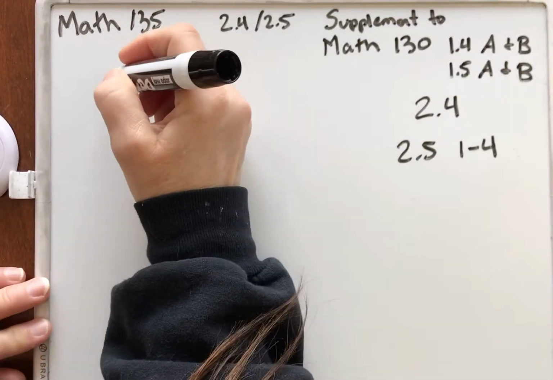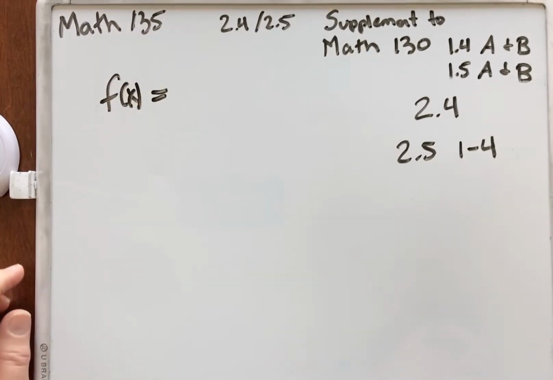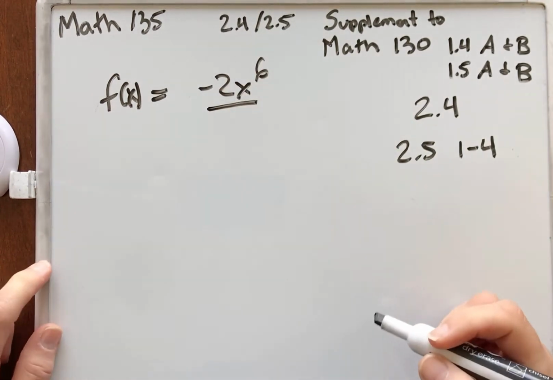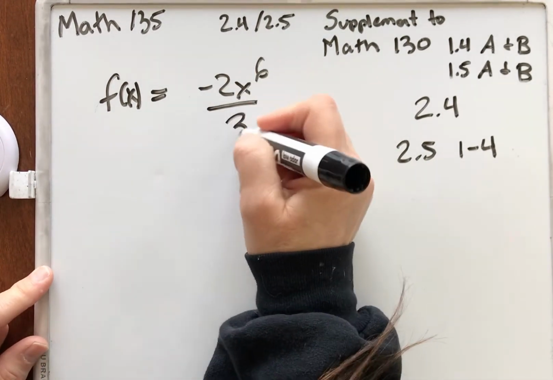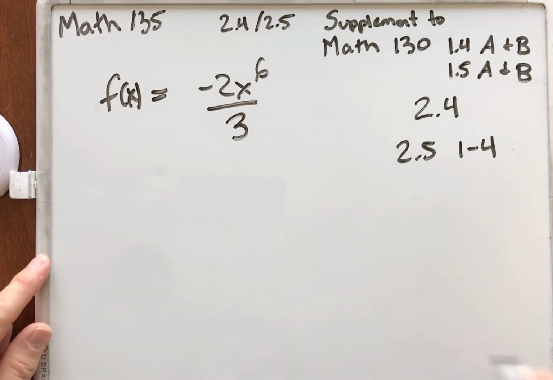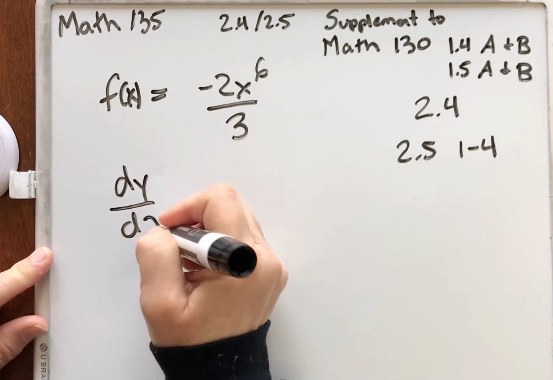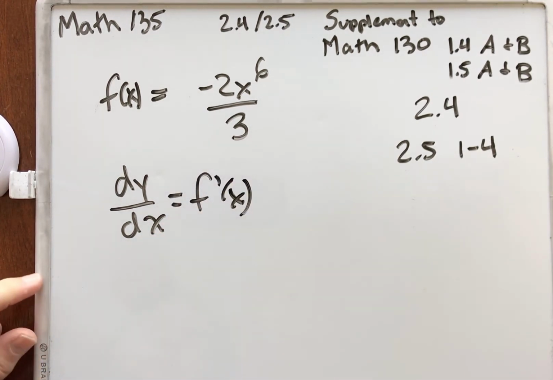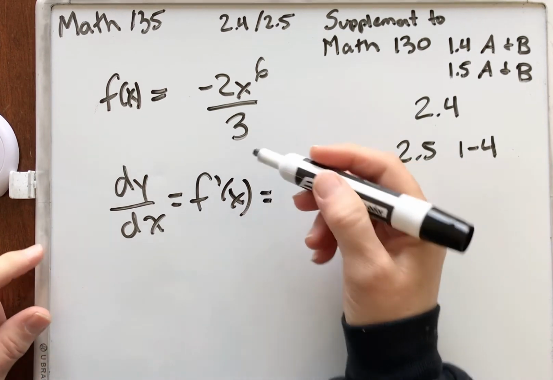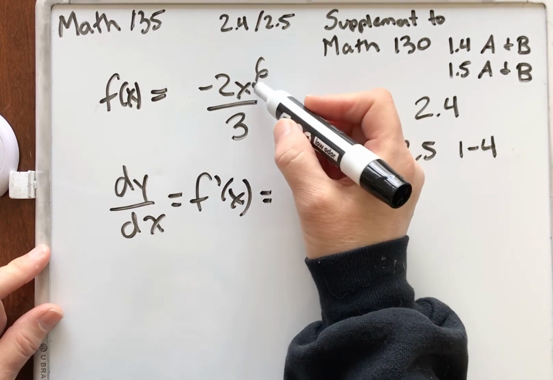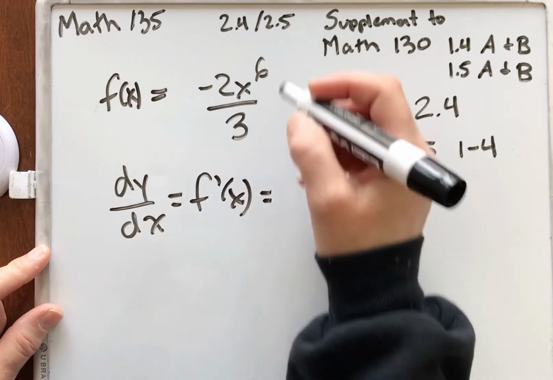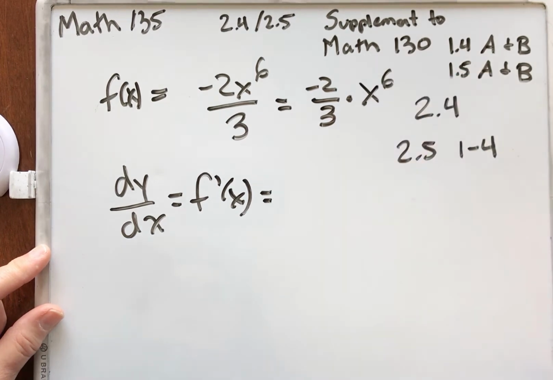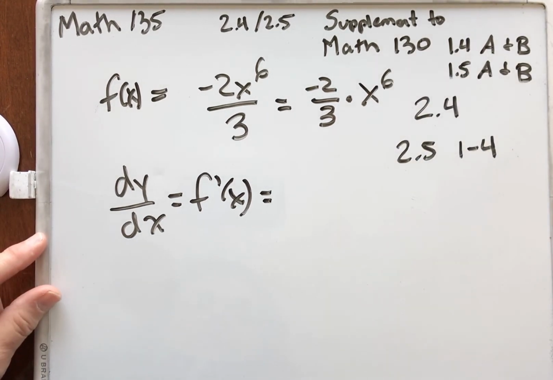So let's say they give you f of x equals negative 2x to the 6 over 3. I made it up, okay? And then they say find dy dx. Well, remember dy dx is just f prime of x. It's just another way of wording it. So in this situation, if it helps, we can think of this as negative 2/3 times x to the 6. That might be easier to see what you're working with.